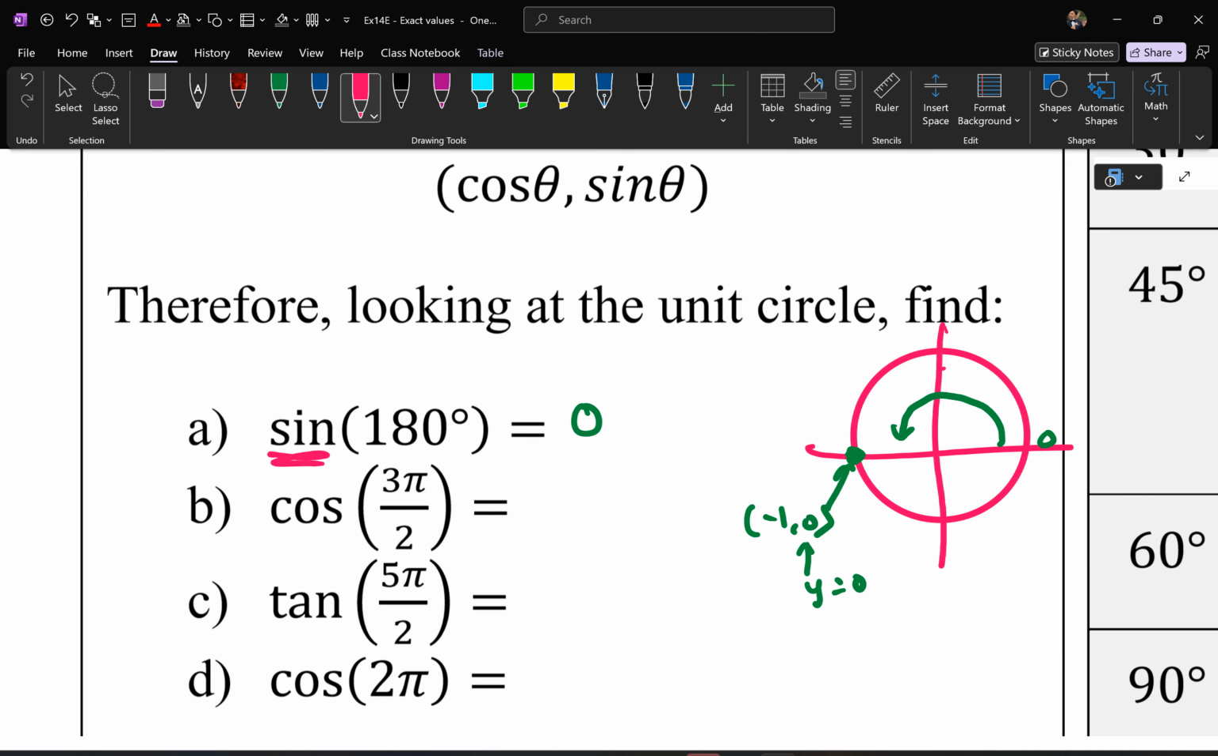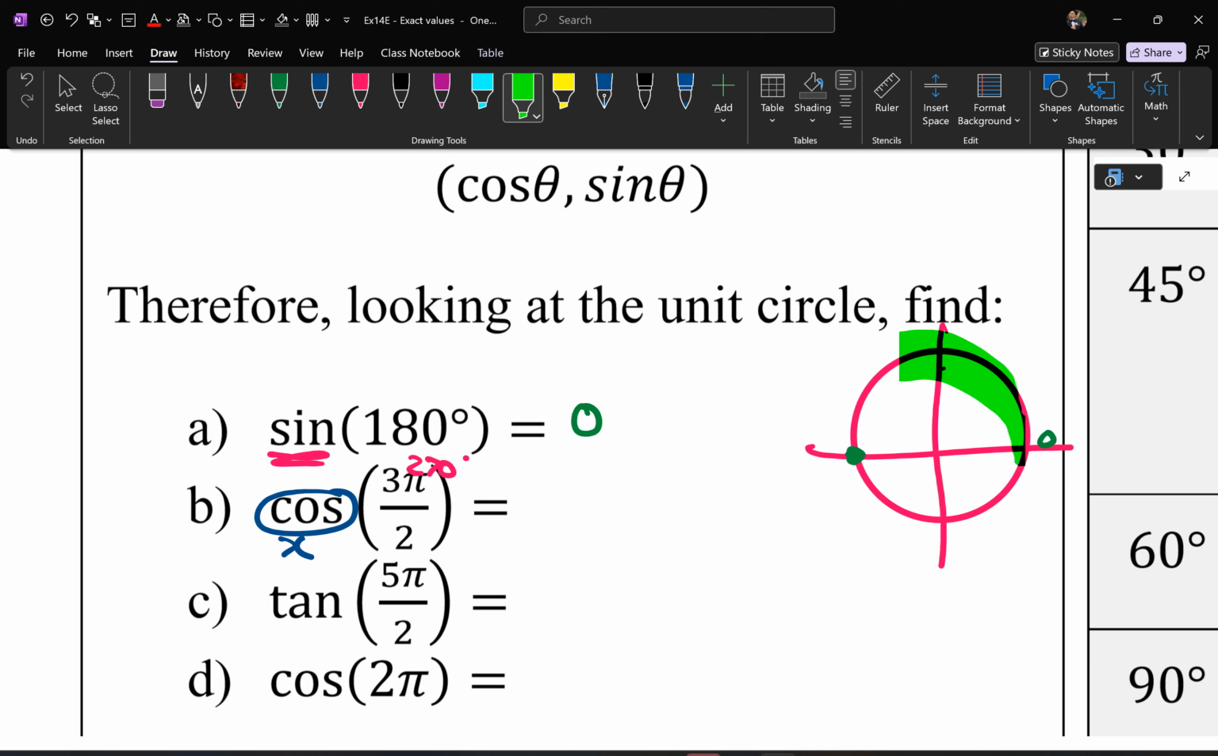Now, for those who haven't yet understood radians yet, 3 pi on 2 is 270 degrees. So try to rotate in your head. I'm asking, cos. Cos represents the X coordinates. I'm asking, what is the X coordinate after you rotate 270 degrees? Where's 270? Here we go. I'm going all the way, that's 180.